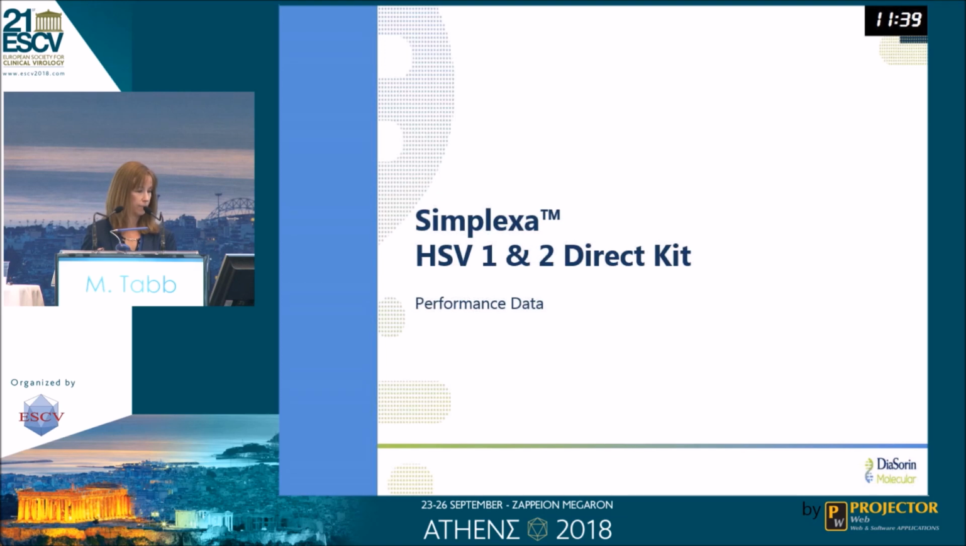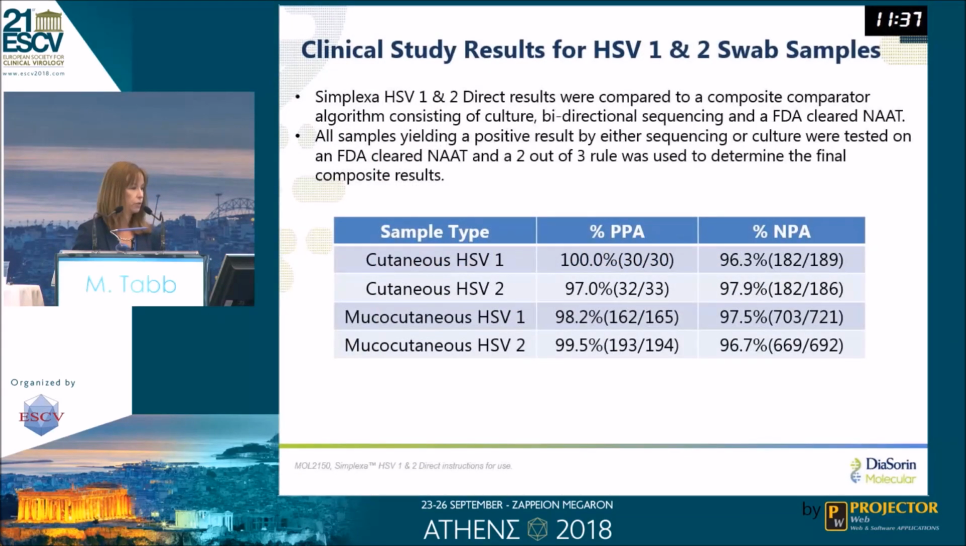Now let's look at some performance data for our kit. This data shows our most recent clinical study that was conducted for the addition of cutaneous and mucocutaneous swabs. We were comparing the Simplexa HSV 1 and 2 direct result to a composite reference method, which included culture, bidirectional sequencing, and an FDA-cleared nucleic acid test. And a 2 out of 3 rule was applied. In other words, if 2 of those are positive, then that result stands as positive up against the Simplexa result.